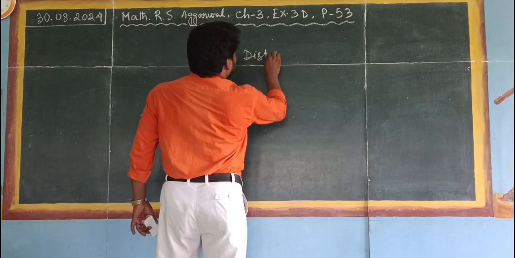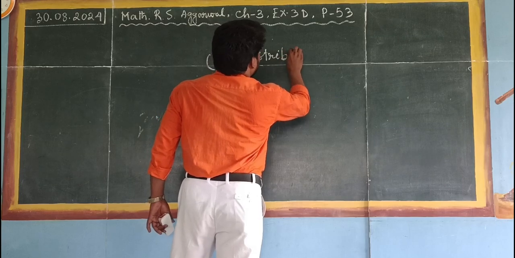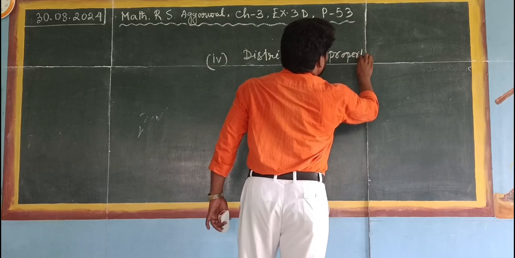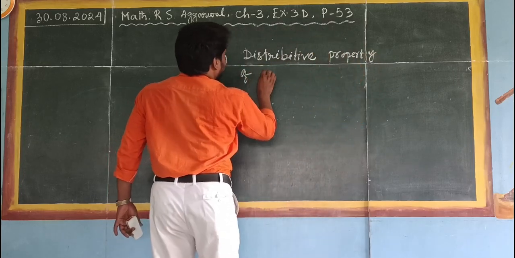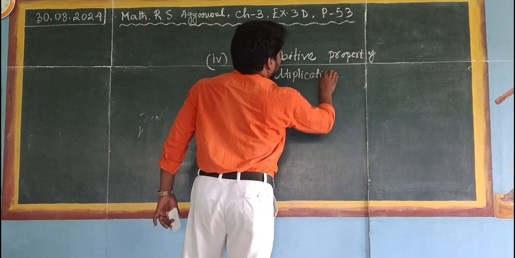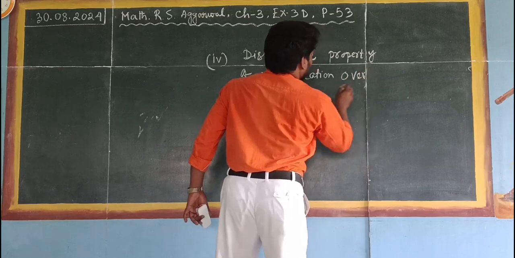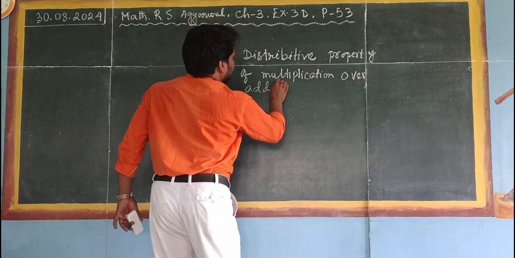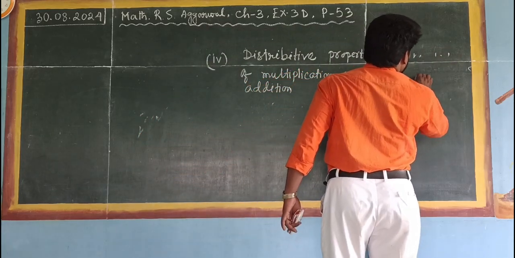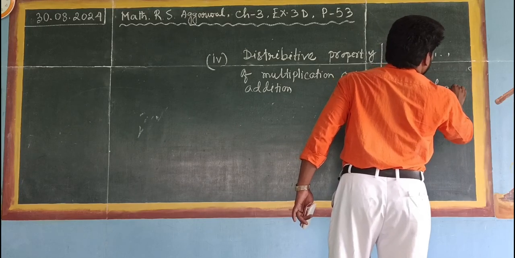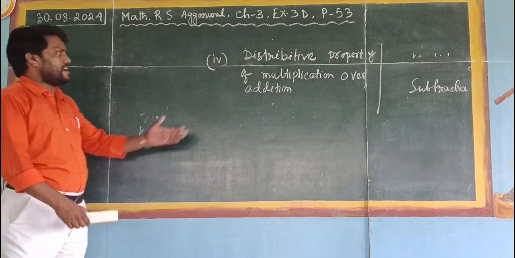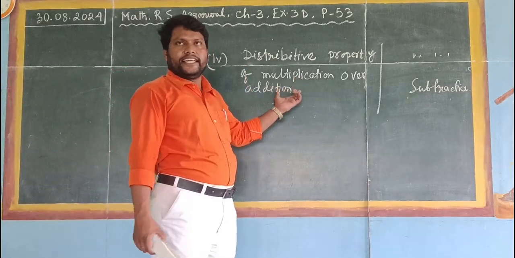Distributive property of multiplication over addition, and distributive property of multiplication over subtraction. The language is the same. Okay. So look very carefully. I am giving two examples in each case.